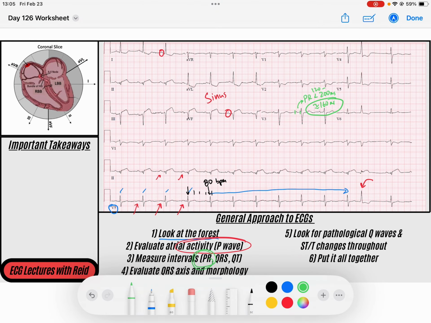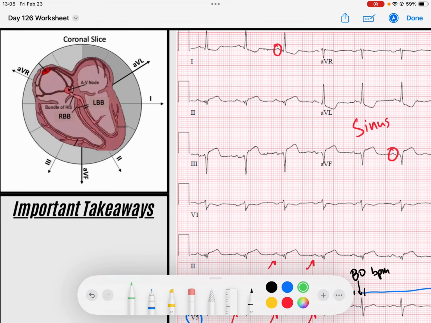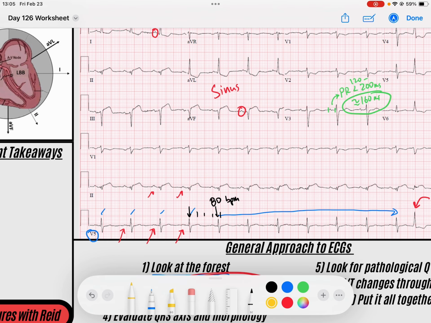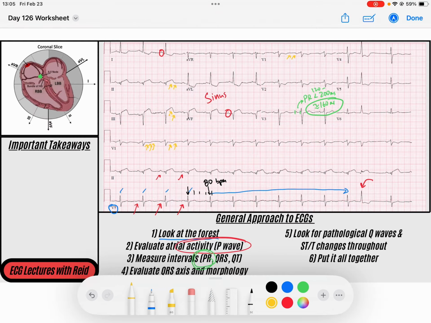But that doesn't tell me everything about the AV node, right? We don't just memorize the PR interval. We memorize and understand that the PR interval tells me about the AV node function. And so we need to also scan through and look for any P waves that are buried in these T waves that might not be conducted. So I scan through and look for any extra P waves. I don't see any, right? You look through the entire rhythm. I don't see any, so I'd say everything is normal with my AV node.